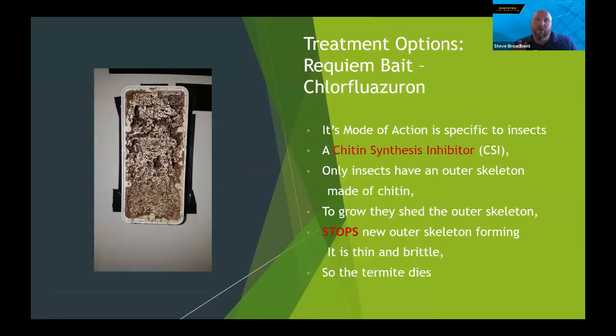Lastly, we need to know the different types of treatments out there and which situations they're best suited to. Tonight we're looking at baiting, in particular with REQUIEM bait, with the active ingredient chlorfluazuron. So what does that mean? It's a chitin synthesis inhibitor, a CSI. As termites grow and mature, they shed their skins. Their outer skeleton is hard, and that's how they protect themselves. Once they've consumed the bait and molted, their new skins are thin and brittle, and they can no longer protect themselves, and they perish and die.